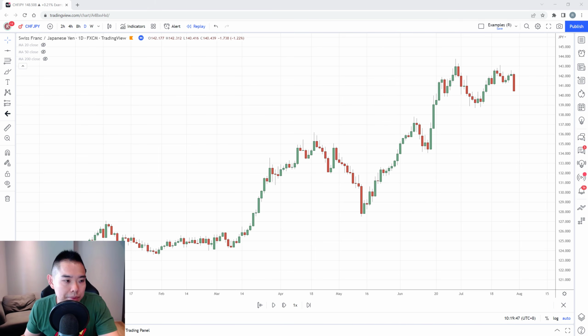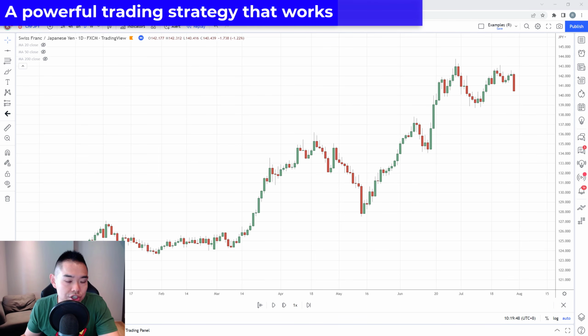Okay, this first example is the chart of Swiss franc against the Japanese yen, the daily time frame. So first thing is the trend. Let me ask you, what is the trend? Is it up or down? You can see the market is in an uptrend. Good. Next one, where is the area of value?